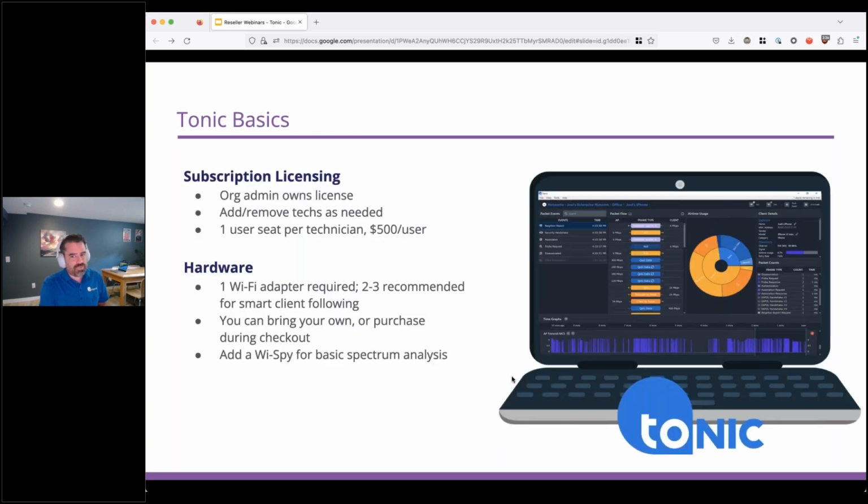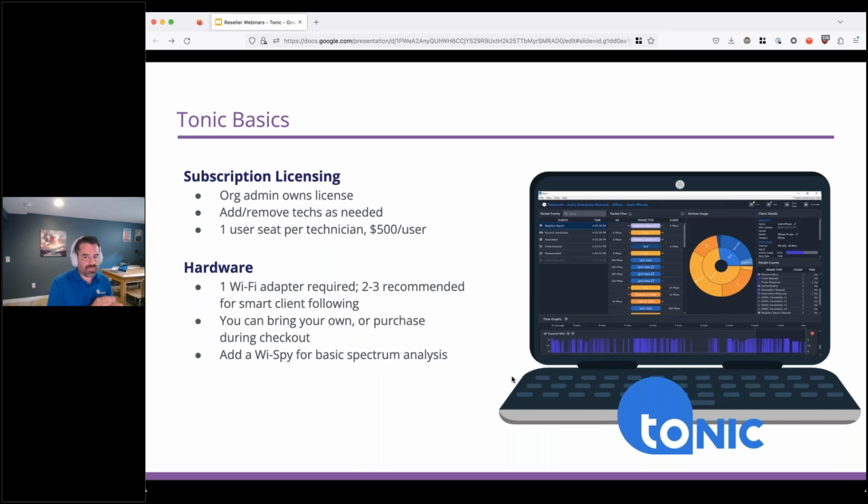Okay, so here's just the basics of the software. The org admin is going to own the license, and they can add or remove technicians as they need, but really it's just $500 per seat for a technician, and that's per year. It's a subscription. One of the nice things about subscriptions, and I know some people don't always like them, is if you have an issue and you just need to get it done, it's just a one-time hit, and then you don't need to resubscribe after that.